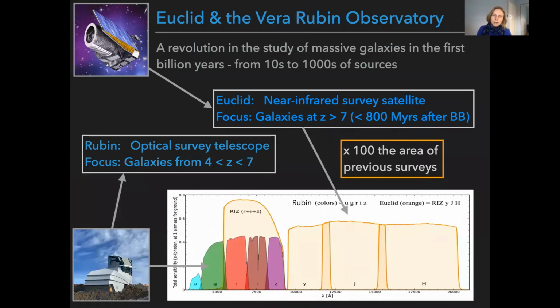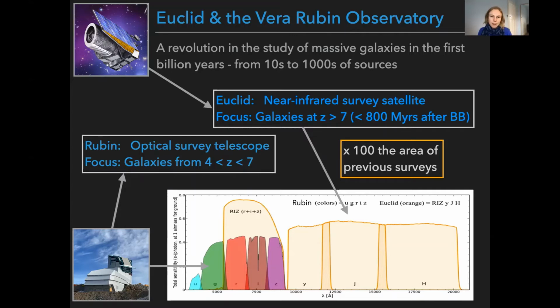So this project is based on exploiting data from 2 new facilities coming online in the next few years, Euclid and the Vera-Rubin Observatory. And the reason why these are so important is they're going to give us 100 times the area or more of previous surveys used to study these galaxies. And that means that samples that are currently very small, we only have tens of these rare sources, will become much larger, and we'll have many thousands of which to understand their properties.